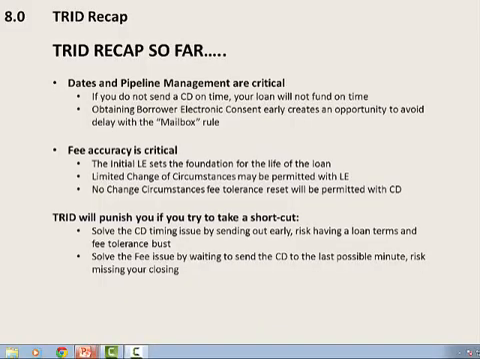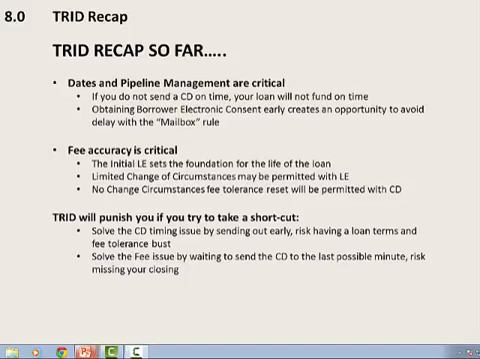We have covered a lot of information, so it is a good time to recap how we are going to be successful at TRID. Pipeline management is critical. If we do not send the CD in time, the loan will not fund on time. Obtaining electronic consent creates a convenient method to expedite disclosure delivery and document borrower receipt.